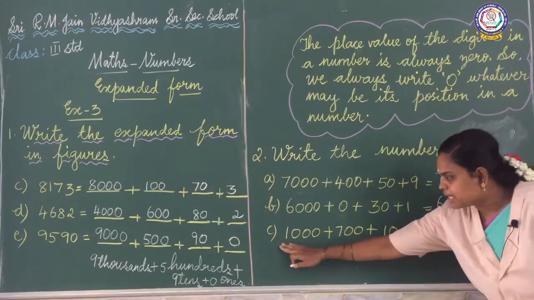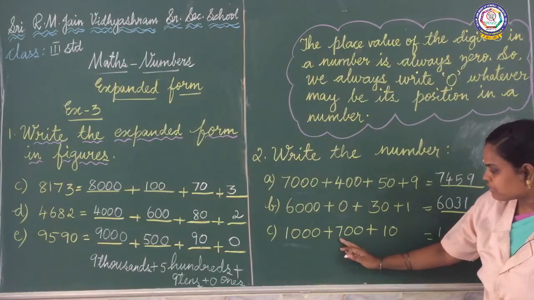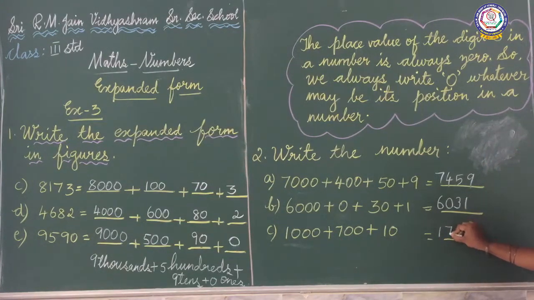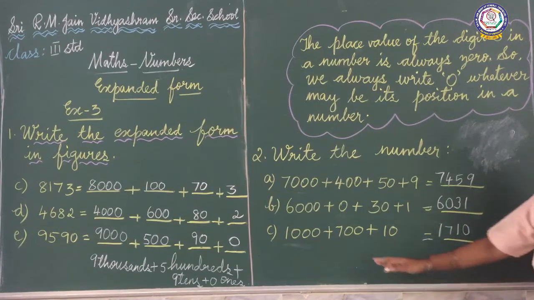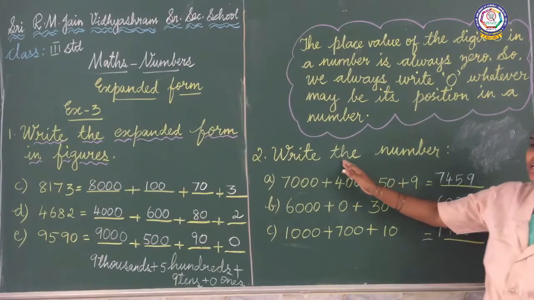Next, 1000 plus 700 plus 10. In the thousands place what have they given? 1000. So you write 1. Next, in the hundreds place what have they given? 7. Next, the tens place, what have they given? 10. Only 10. So you write 1. Next, in the ones place they didn't give any number. So you write 0. 1710.